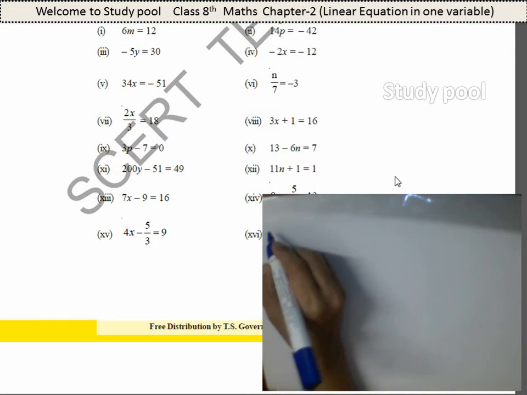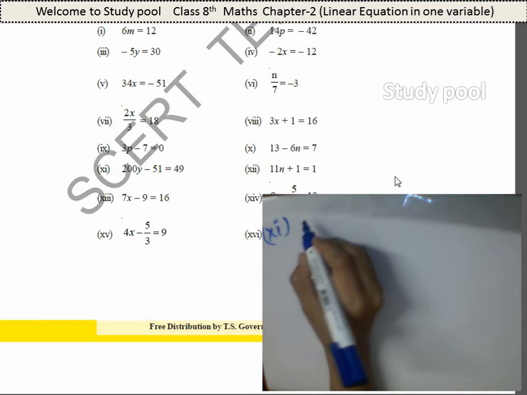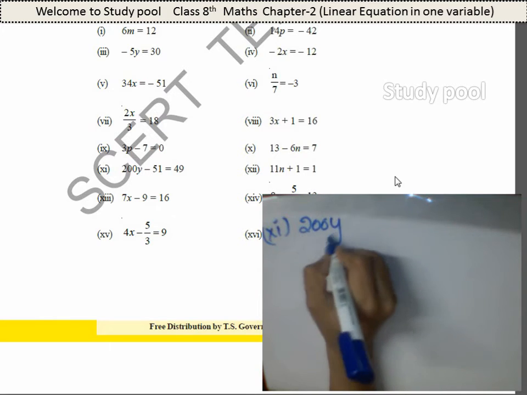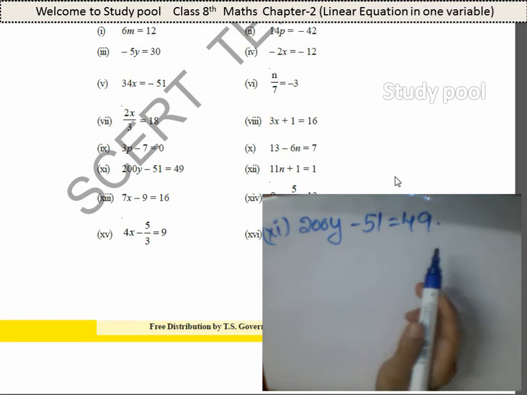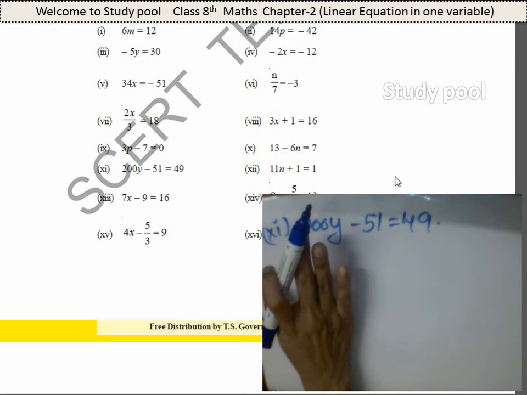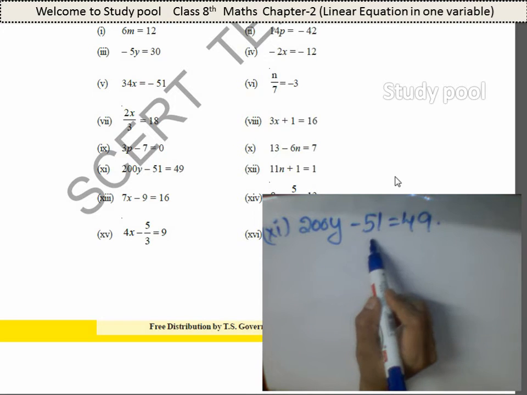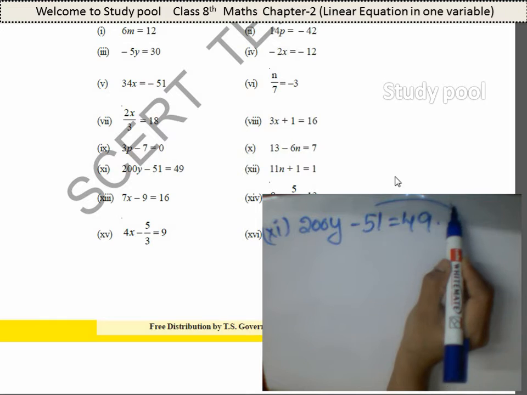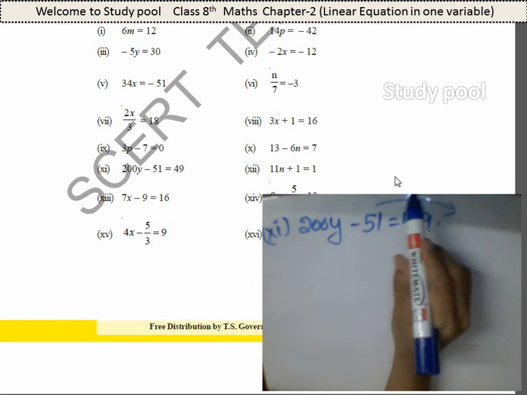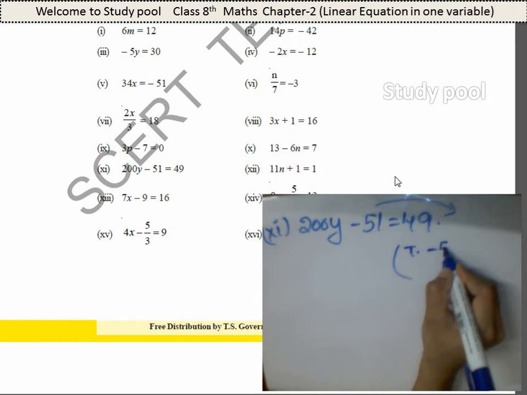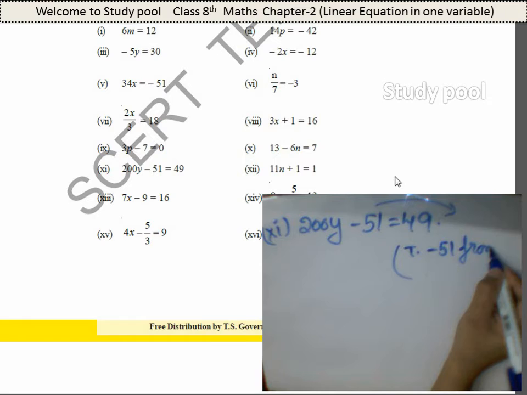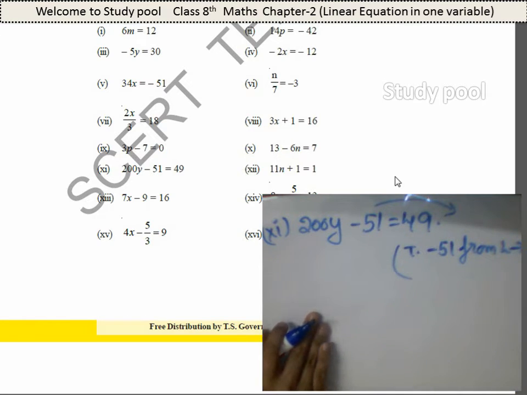Here we'll see the 11th one. What is given? 200y minus 51 is equal to 49. Okay, now first, what is the variable? 200y, so keep it here only, and what is left here? Minus 51. So first we have to transpose this 51 to this side, minus 51 from LHS to RHS. We are transposing minus 51 from LHS to RHS.